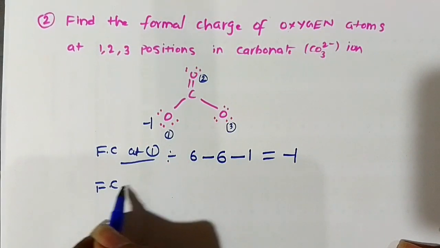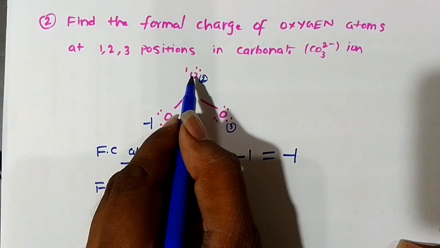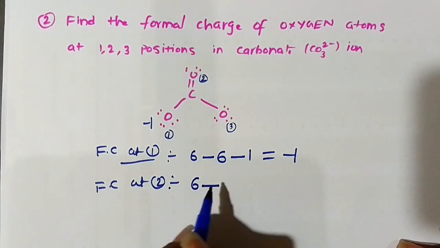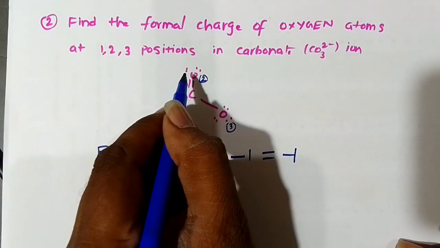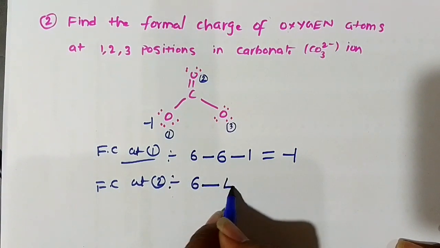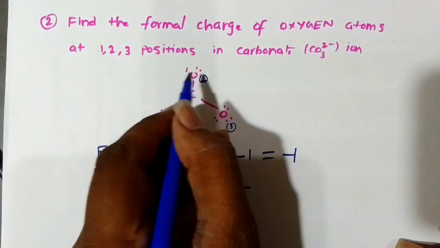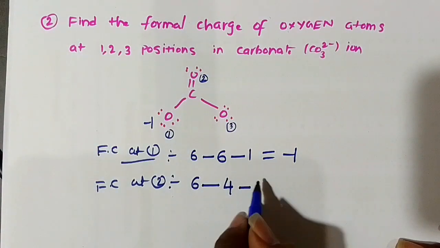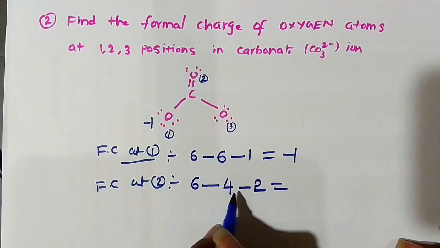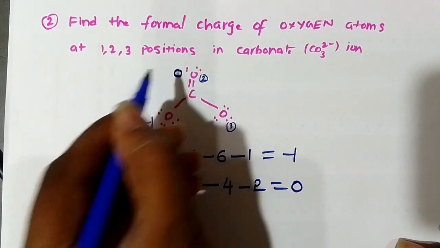Now formal charge at position 2. This oxygen atom belongs to 6A group, that means it contains 6 valence electrons, minus number of lone pairs of electrons. It contains 2 lone pairs, that means 4 electrons, minus number of bonds around the oxygen atom. This oxygen atom is attached by a double bond, that means minus 2. 6 minus 4 minus 2 equals 0. The formal charge on this oxygen atom is 0.